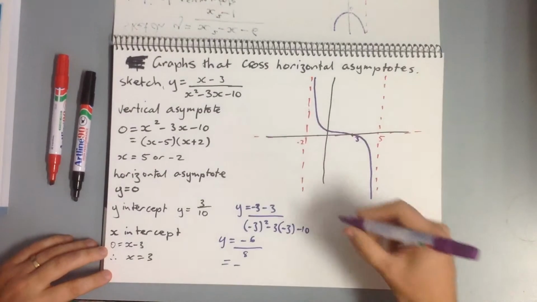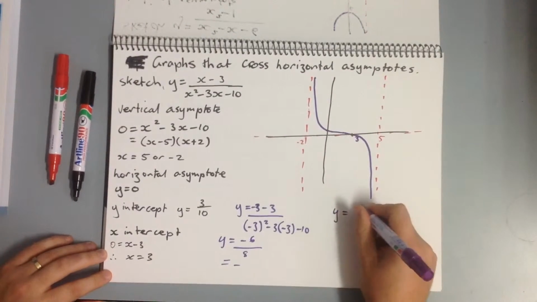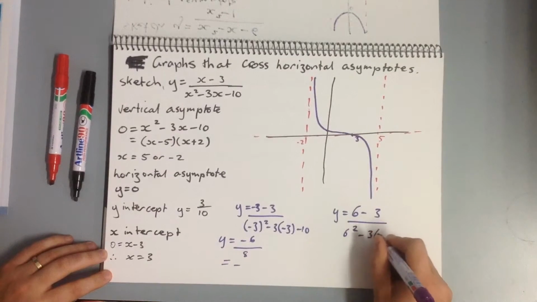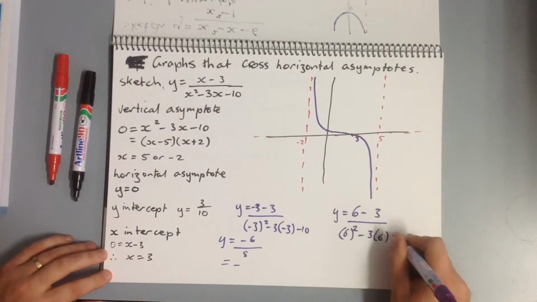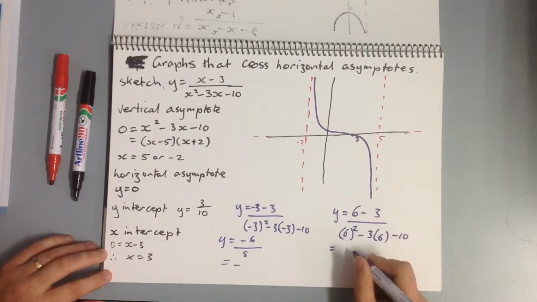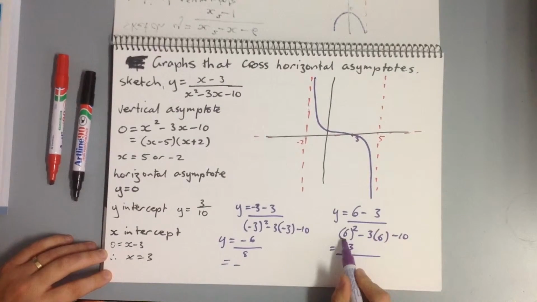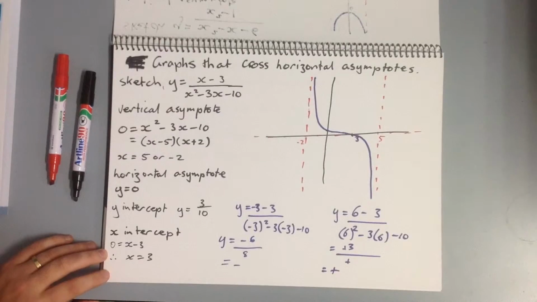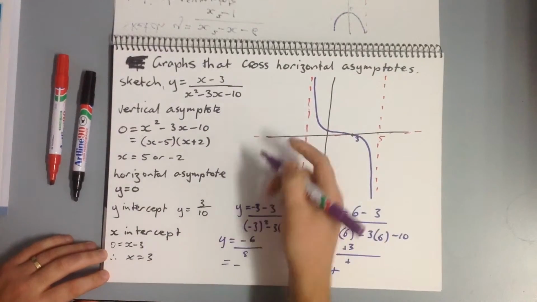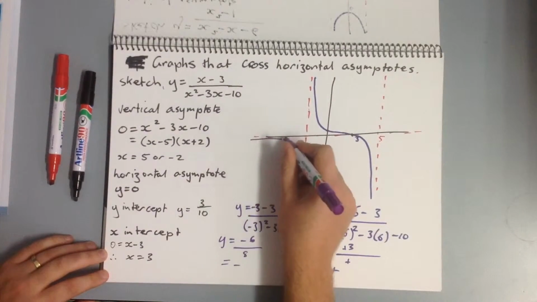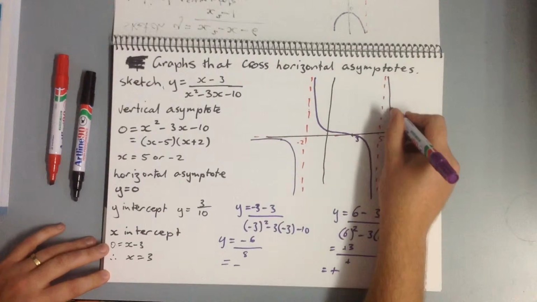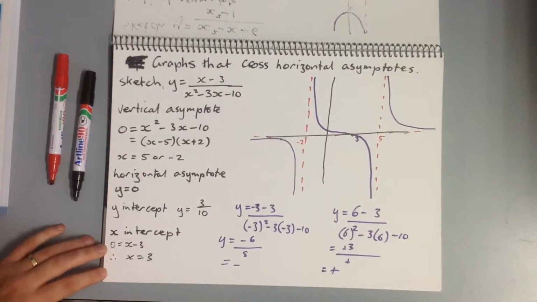And if we put in, say, 6, y equals 6 take 3 over 6 squared take 3 times 6 take 10. We get 3 on the top. We've got 36, take 18, take 10. We're still going to be a positive number. So positive over a positive is going to give us a positive number. So we can see from this side we're going to be negative, so we're going to be down here, below our horizontal asymptote. Up here we're going to be above our horizontal asymptote. Okay, and we end up with our graph.